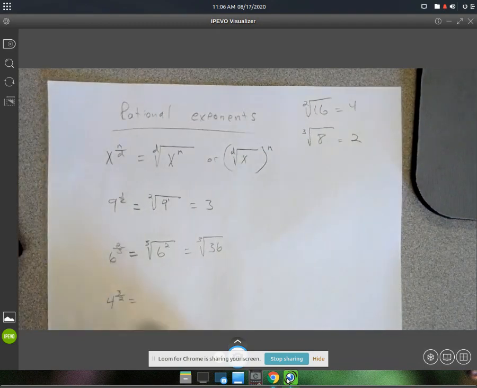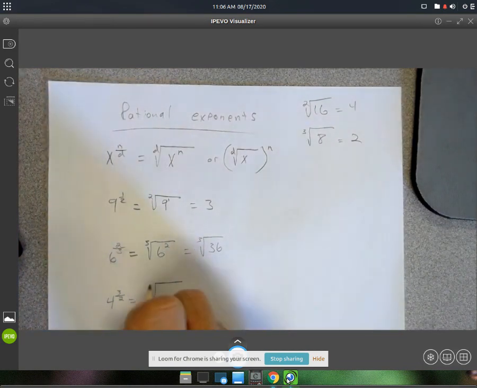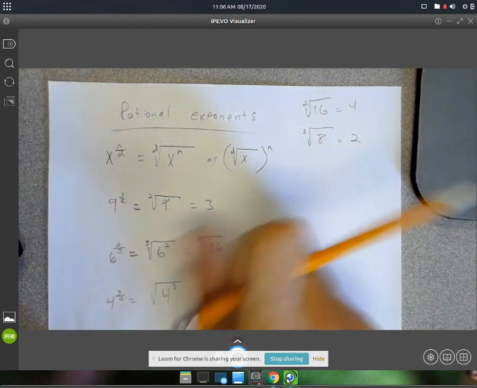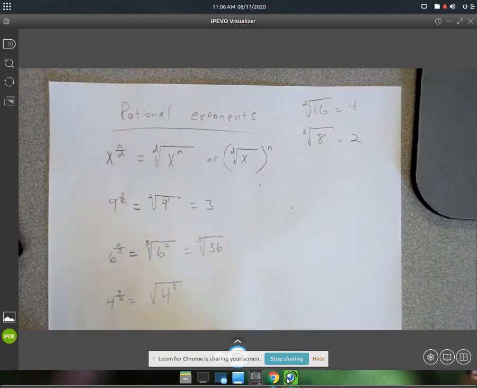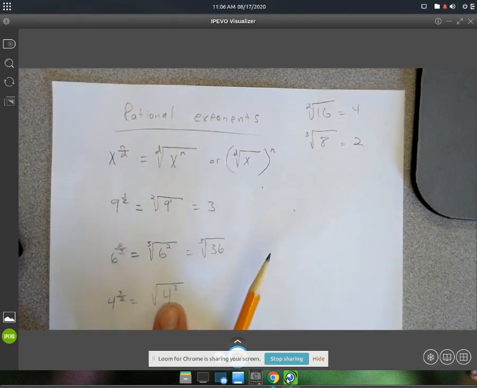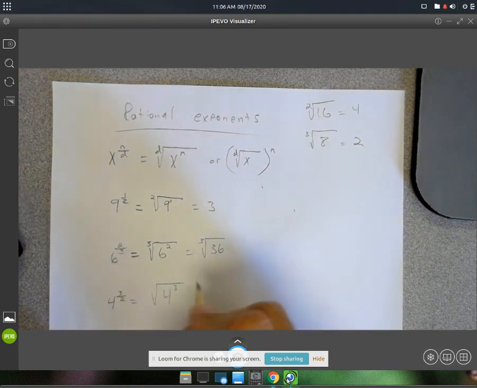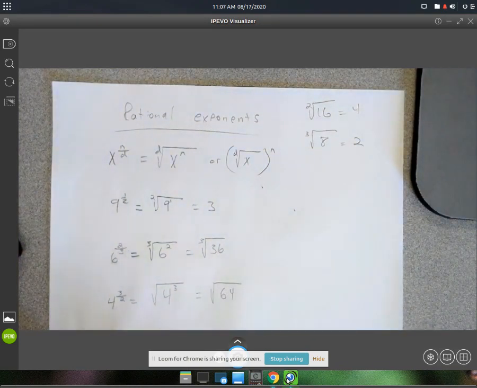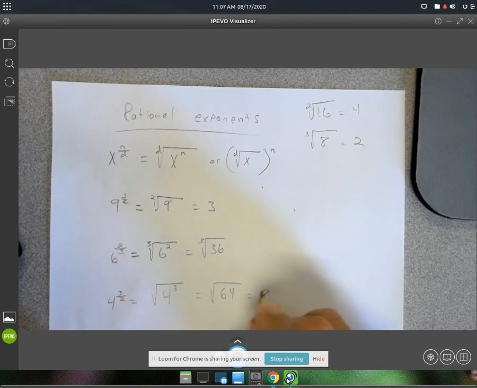On our next one, we've got 4 to the 3/2 power. So we'll have a 2 on the outside, so this is a square root, and we've got 4 to the third. All right. Now, if you want to, you can just leave off the 2 because it's an implied or an understood 2 whenever there's no number out there. We've got 2 ways we could think of this. We could think of it as the square root of 4 to the third, which is 64. And then we could evaluate that and call it an 8.